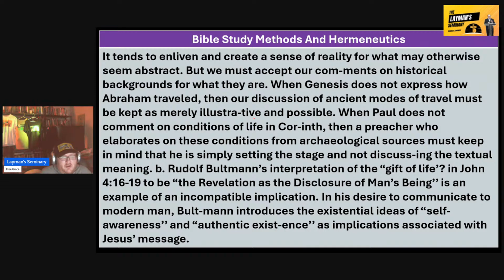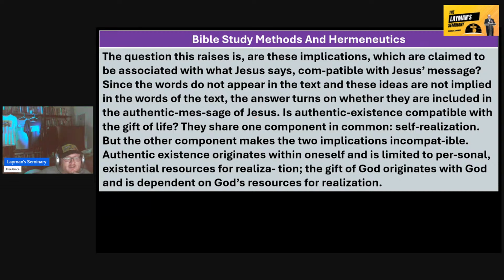Rudolf Bultmann's interpretation of the gift of life in John 4 to be the revelation as the disclosure of man's being is an example of an incompatible implication. In his desire to communicate to modern man, Bultmann introduced the existential idea of self-awareness and authentic existence as implications associated with Jesus' message. The question that raises is, are these implications, which are claimed to be associated with what Jesus says, compatible with Jesus' message?